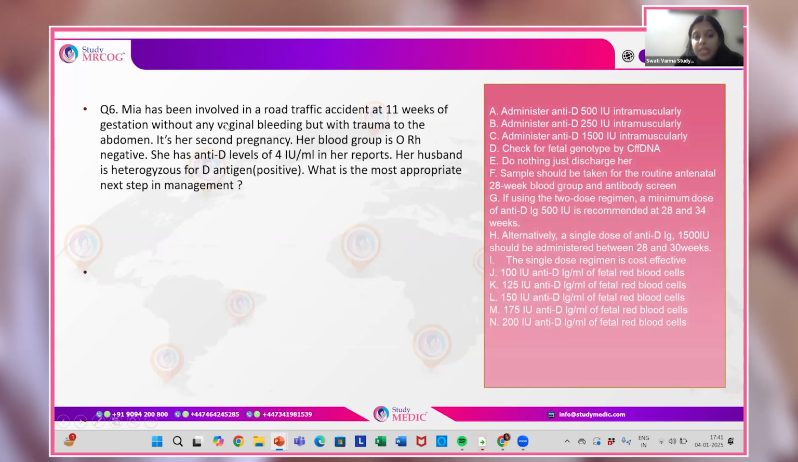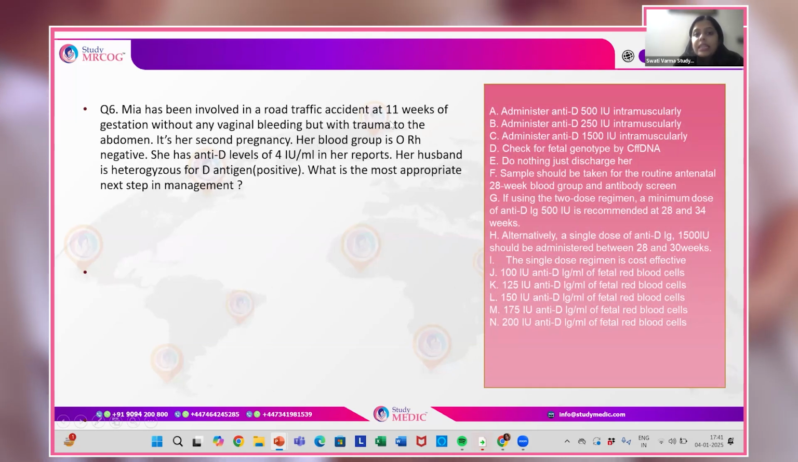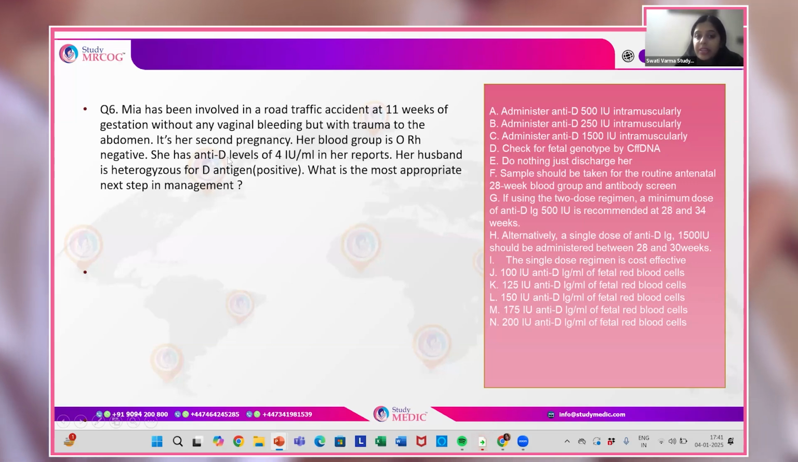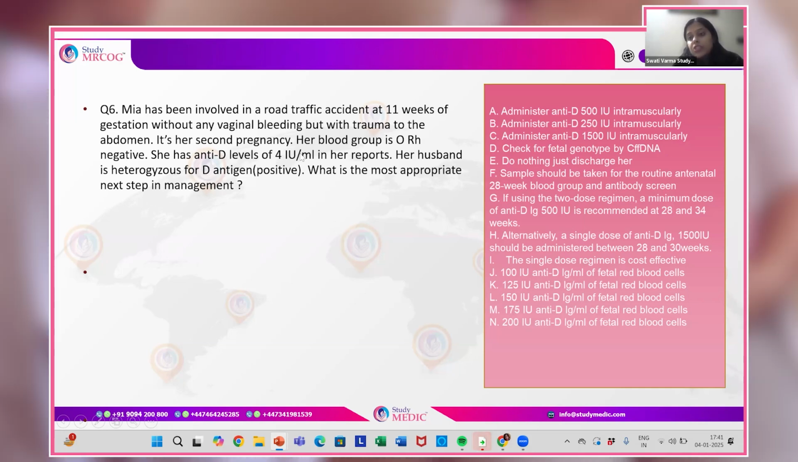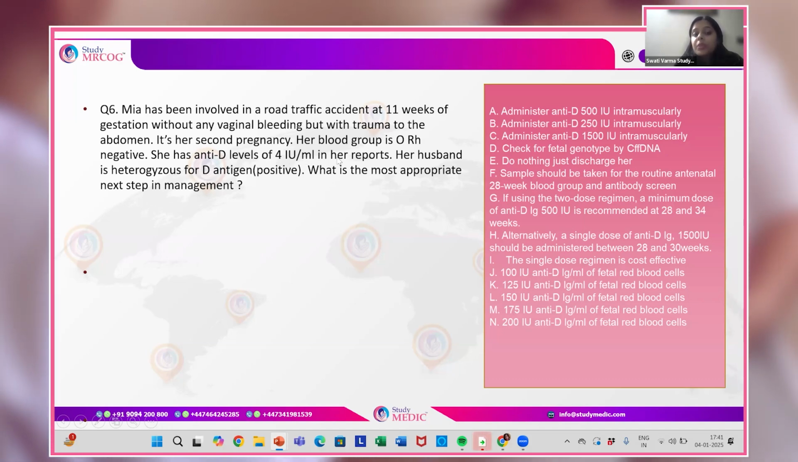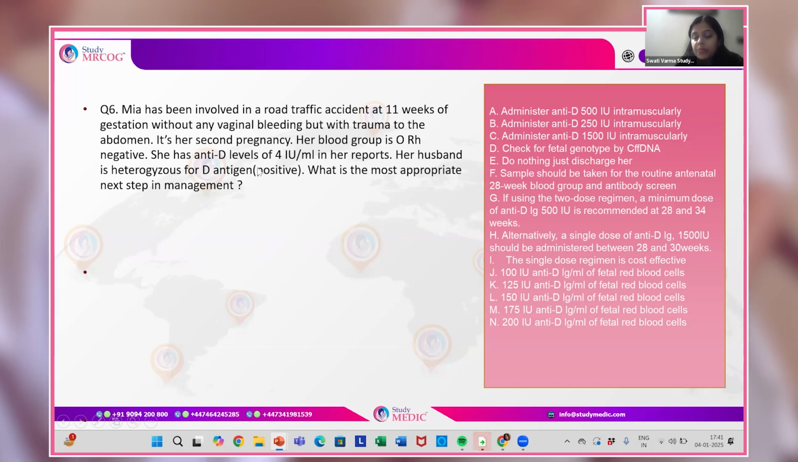You are having a patient, Mia. She is involved in a road traffic accident at 11 weeks without any vaginal bleeding, but with trauma to her abdomen. It's her second pregnancy. Blood group is O negative. Her anti-D level is 4 international units per ml. She is having anti-D in her blood. Her husband is heterozygous for D positive. What is the most appropriate next step in management?